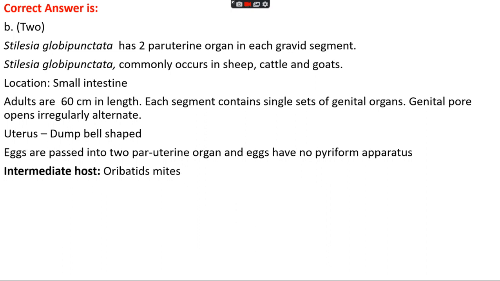Stilesia globipunctata is commonly found in sheep, cattle and goat. Its location is mainly the small intestine. The adult is 60 cm in length, and each segment contains a single set of genital organs. Genital pores open irregularly alternate. Its uterus is dumbbell in shape. Its eggs are passed into these two paruterine organs, and the eggs have no pyriform apparatus. Its intermediate hosts mainly include oribatid mites.